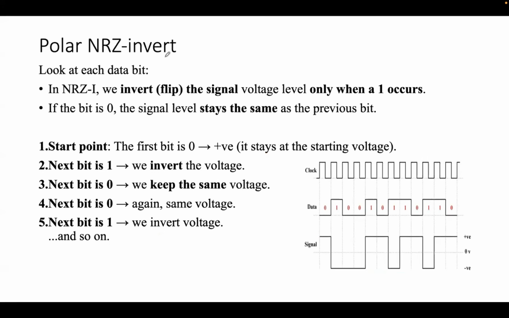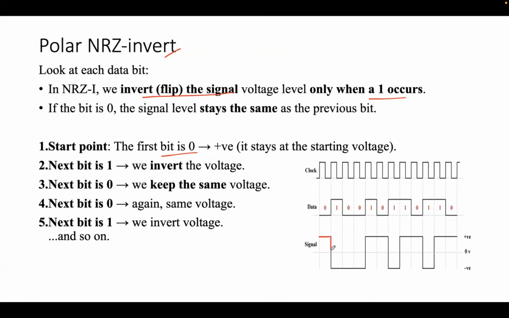Next one is polar NRZ invert. So here we basically invert or flip the signal voltage level when 1 occurs. So we'll see. For the first bit, we are taking it as positive. So here we have first bit as 0. So when we get 0, it remains positive for the first one. And after that, whenever we get 1, there should be inversion or flipping in the signal. So 1 is represented in the positive voltage here.